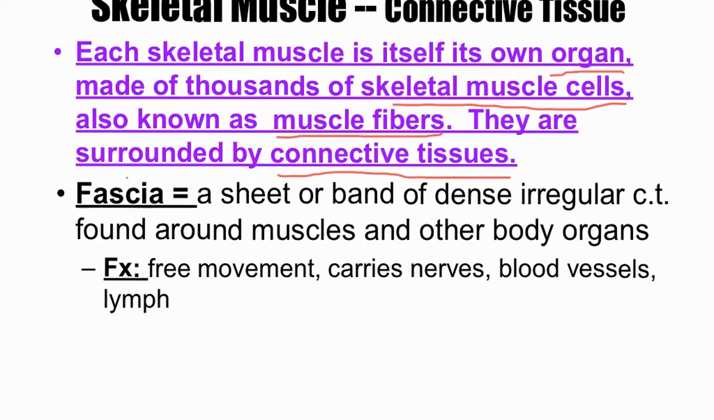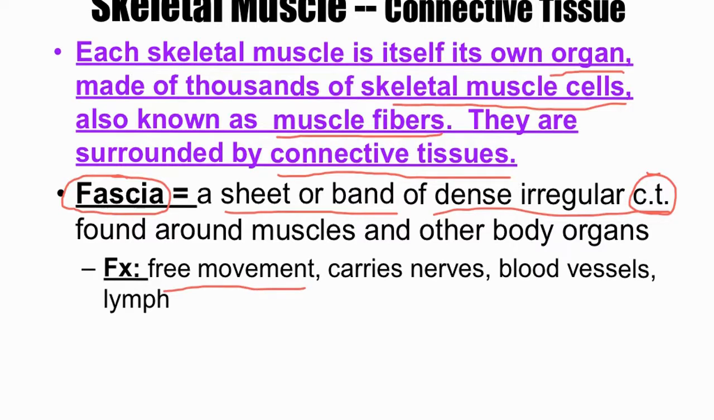And one type of connective tissue, just a broad term, is called fascia. Fascia is made of dense, irregular connective tissue. I don't believe you'll need to know that. You'll need to know it is a type of connective tissue. That's what CT stands for. And it looks kind of like a sheet or a band. It's kind of like a skin or a membrane that surrounds different organs in the body. It allows for free movement of the muscle tissue, the muscle cells.